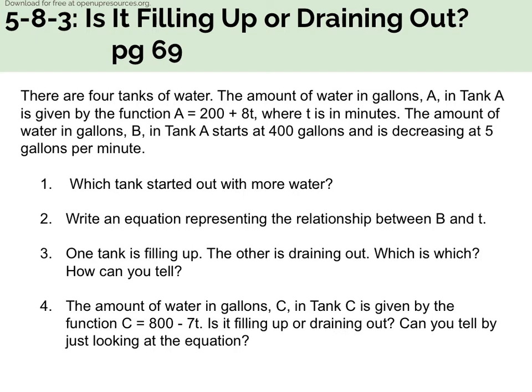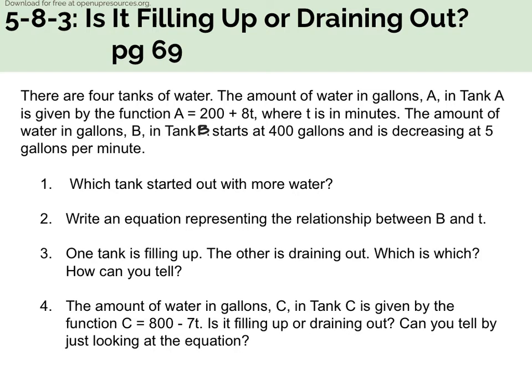And so for number 1, we're going to ask which tank started out with more water. And then number 2, write an equation representing the relationship between B and T. And then number 3, one tank is filled up, the other is running out. Which one is? How can you tell?